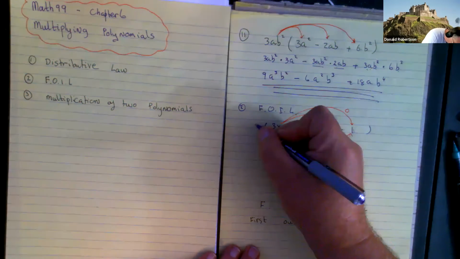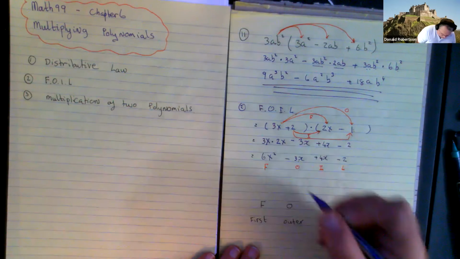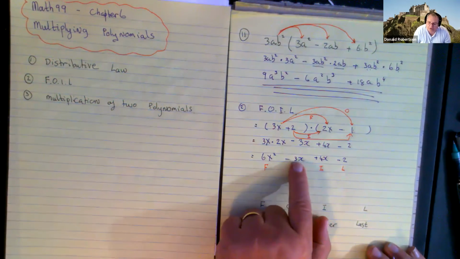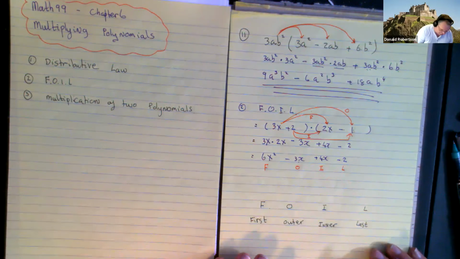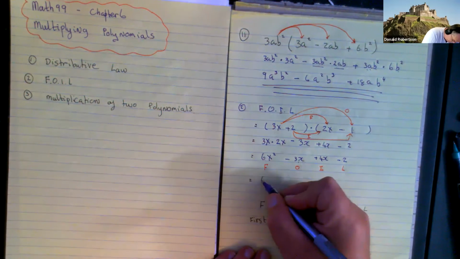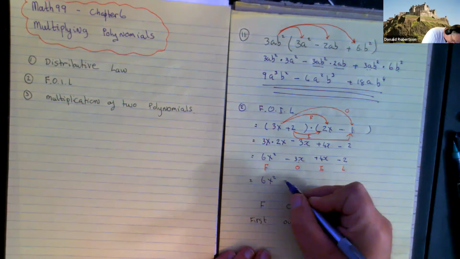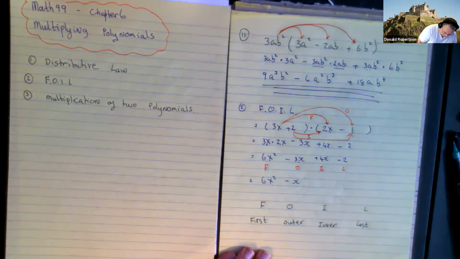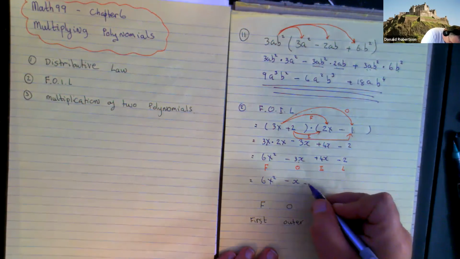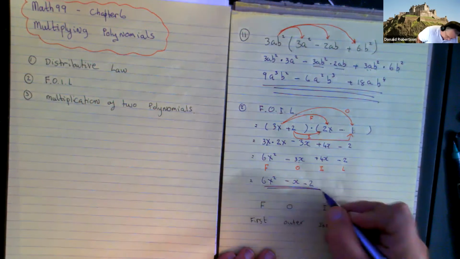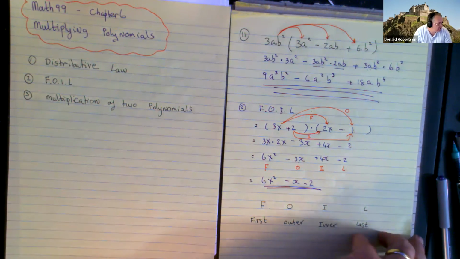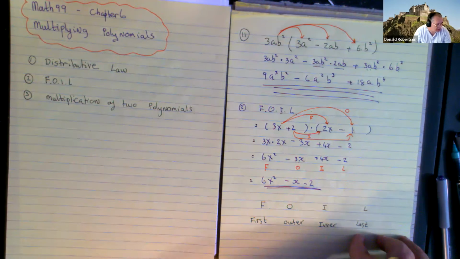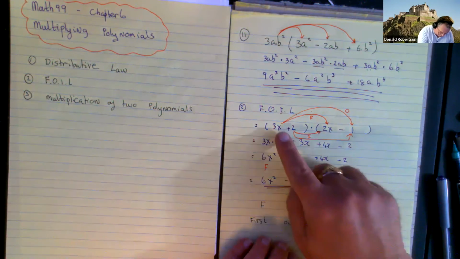Now, not all the time, but a lot of the time, you will be able to get some terms that can be combined. So negative 3x and plus 4x can be combined, and what you end up with is negative 1x. We don't write the 1, we just write negative x, take away 2, and we are finished. We call that process FOIL, and so it's a way of multiplying 2 sets of brackets together.